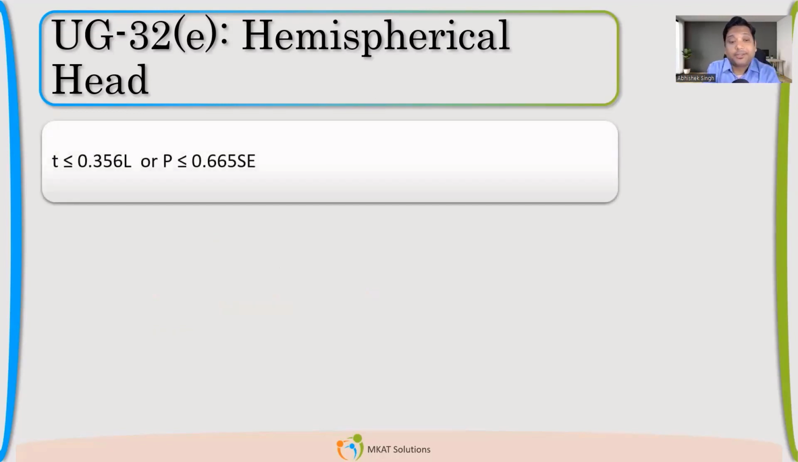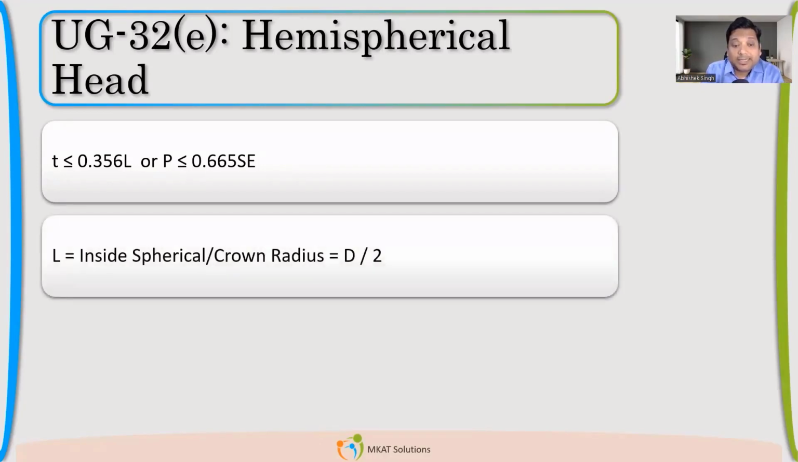Now the condition is, to apply the formula which is given in UG 32(f), we need to meet these conditions. Thickness should be less than 0.356 times L. Pressure should be less than or equal to 0.665 SE. So before doing the calculation, try to calculate these values, and you should always mention these conditions in your calculation report. If your software is not doing this calculation, you have to add it, because we have to check this condition.